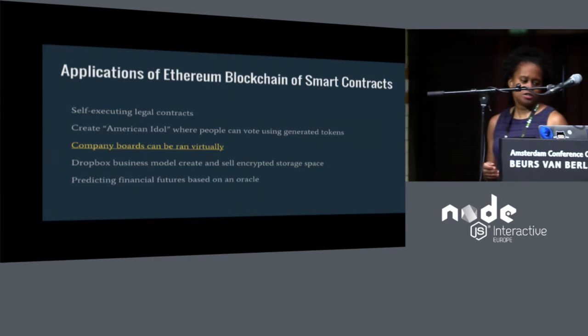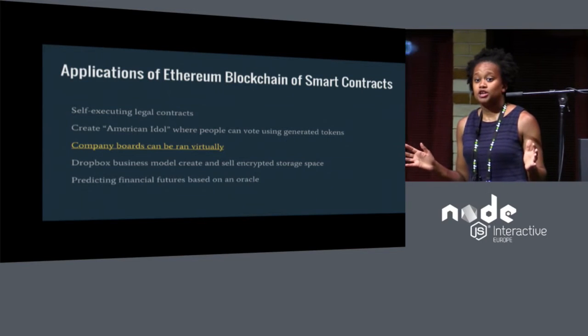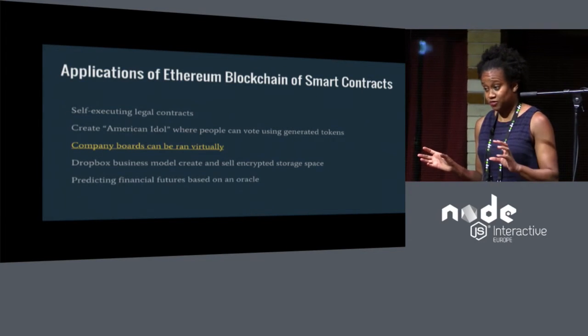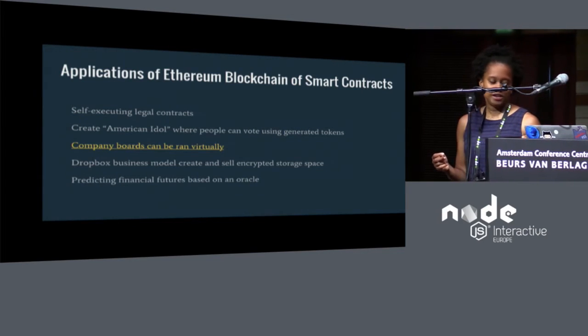Let's see. There's also the Dropbox business model where you can have your own blockchain and you can sell spaces to different people, encrypted spaces. And finally, predicting financial futures.